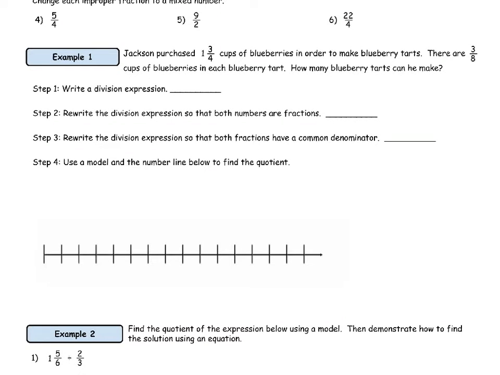Example 1. Jackson purchased 1 3/4 cups of blueberries in order to make blueberry tarts. There are 3/8 cups of blueberries in each blueberry tart. How many blueberry tarts can he make?